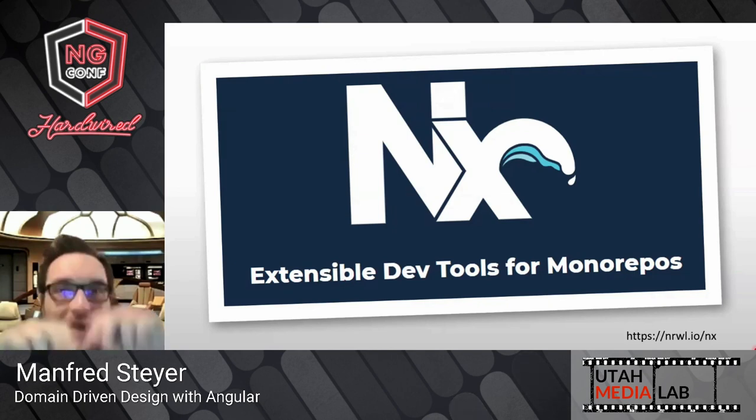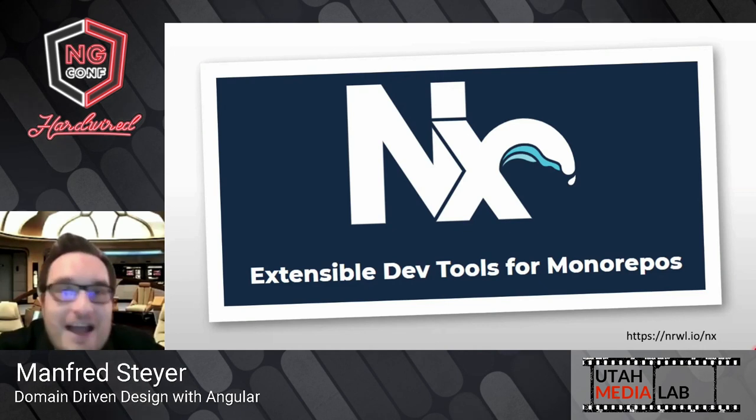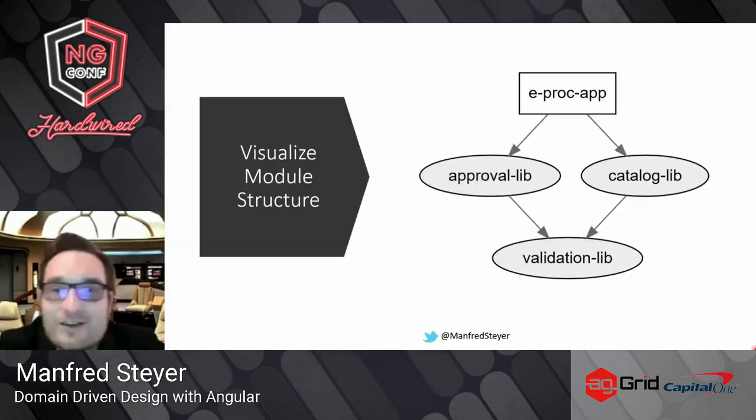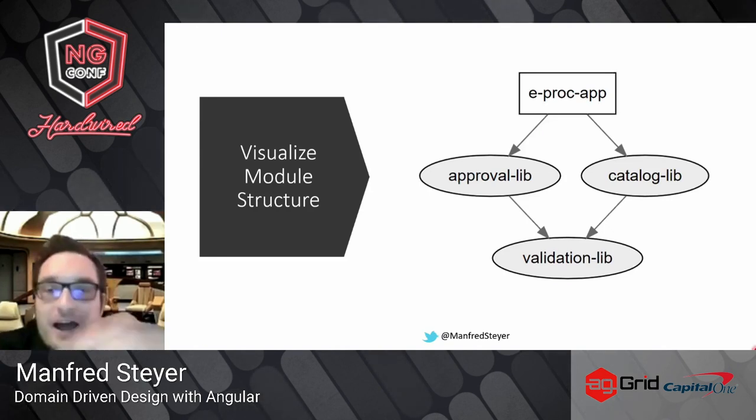NX is what I'm calling the sugar dip on top of the Angular CLI. It extends the Angular CLI. It teaches the Angular CLI new tricks. And one of those tricks is this here. You see the structure of your application. You can get a dependency graph that shows which library is accessing which other library.